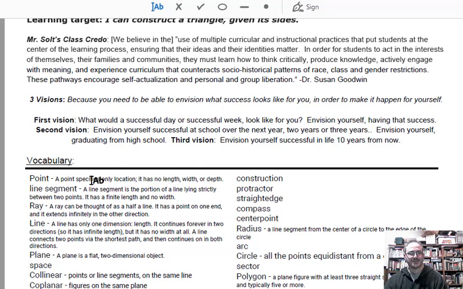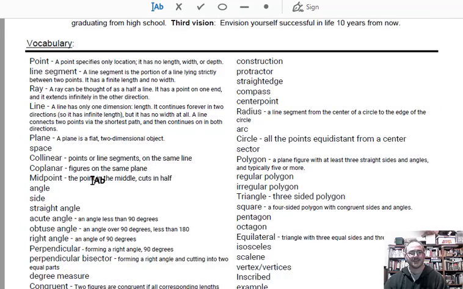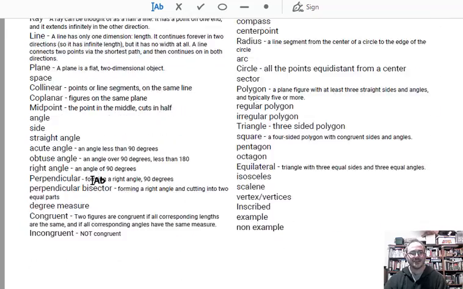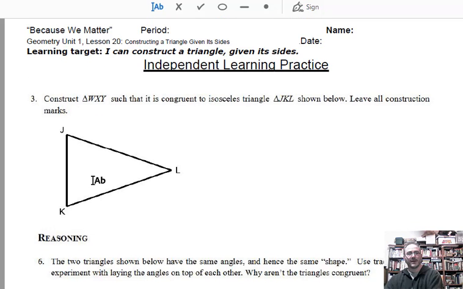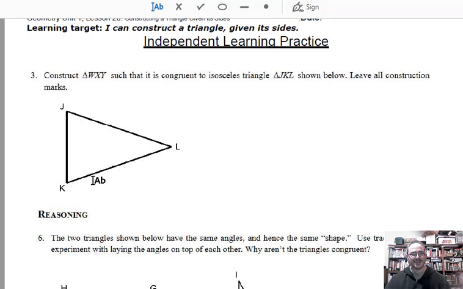Here's the class credo. Here's the three visions. Here's our vocabulary. And here's our independent learning practice, or otherwise known as homework, except we often get this done in class. So, construct triangle WXY such that it's congruent to the isosceles triangle JKL.